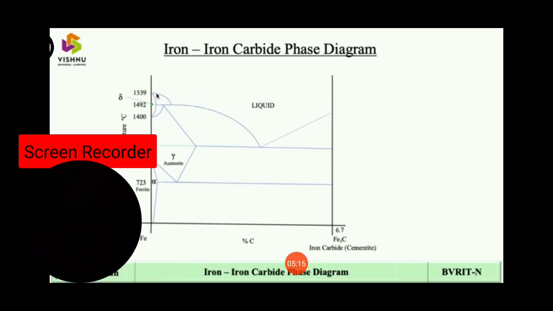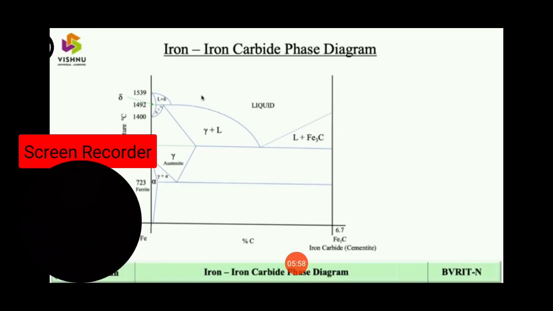Now it is very easy to mark the other phases, the two-phase regions. On this side we have liquid, here we have delta, so this will become liquid plus delta. Similarly, here delta, here gamma, so in between you will get delta plus gamma. Likewise, you have gamma plus liquid, and then L plus Fe3C, that is liquid plus Fe3C. It is also easy to mark gamma plus alpha here. So on either side, the two-phase regions will have the combination of the two phases present.